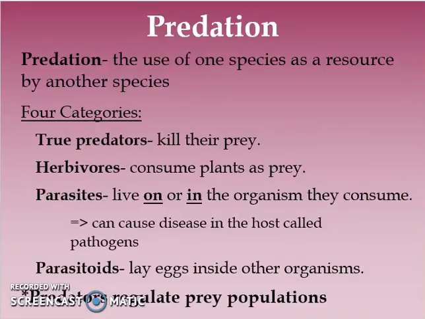Another type of interaction between organisms is predation. Predation is when one organism uses another as a source of food or resource. We have true predators, the ones that kill their prey. We have herbivores, which consume plants, because guess what? Plants are organisms. So you're still a predator, you're just not hunting them. Parasites are predators. They just happen to live in or on the organism and usually don't kill them. Parasitoids, gotta love this one. They're organisms that lay their eggs in another organism. So often predators will help regulate prey populations and keep them in control, but these are all different forms of predation.